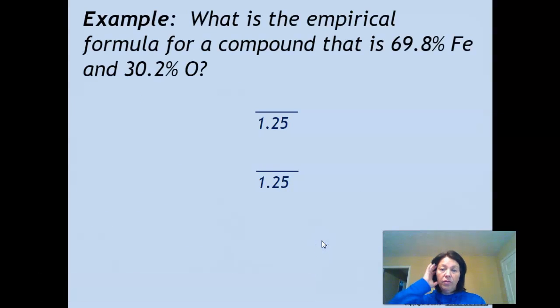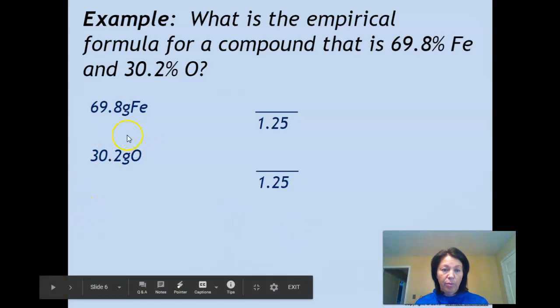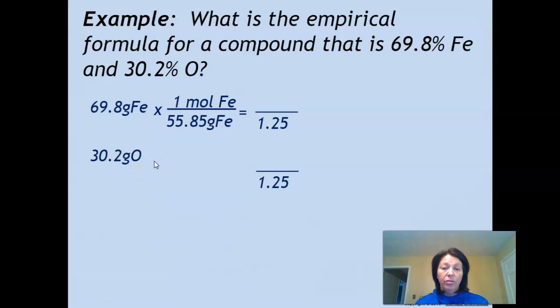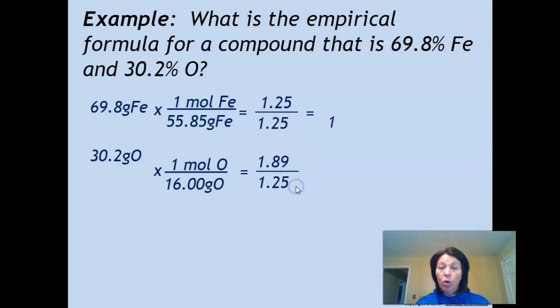What's the empirical formula for a compound that's 69.8% iron and 30.2% oxygen? So I change my percentages into grams, 69.8 grams of iron and 30.2 grams of oxygen. I convert both of those to moles. And then I divide by the smallest. So you see here that iron has the smallest amount of moles, so I'm going to divide both of those by 1.25. That gives me 1, obviously, for iron, and it gives me 1.5 for oxygen.